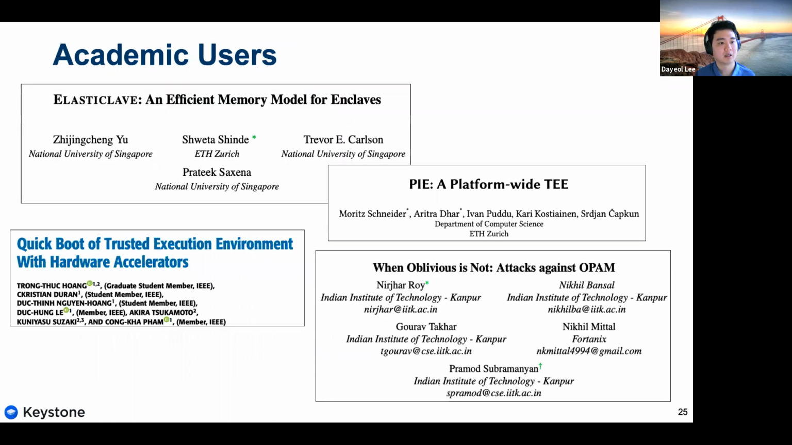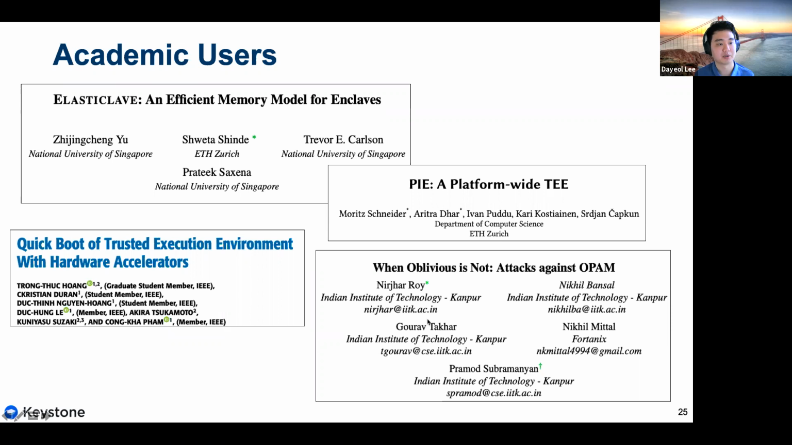There are a lot of other academic users. They were trying to modify and extend Keystone, and they came up with this brilliant idea of having a memory sharing model for the TEE to reduce the performance overhead for some types of workloads. And they have experimented with their design on top of Keystone, and it was published as a paper.